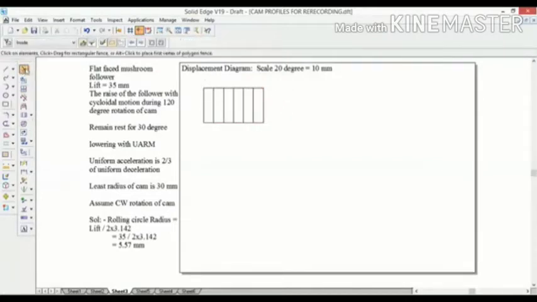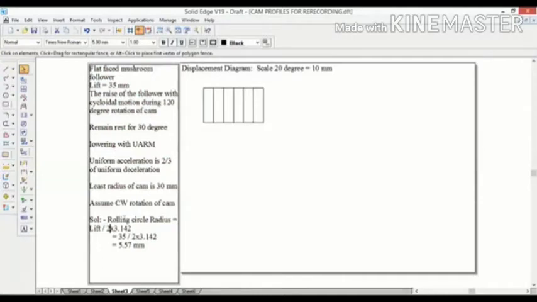Now to get the cycloidal motion profile, we need to draw a rolling circle. The radius of the rolling circle is calculated here in the solution part. The rolling circle radius is equal to lift divided by 2 times pi. We know that the pi value is 3.142. The lift given in the problem is 35 mm. So 35 divided by 2 times 3.142, we get 5.57 as the radius of the rolling circle.